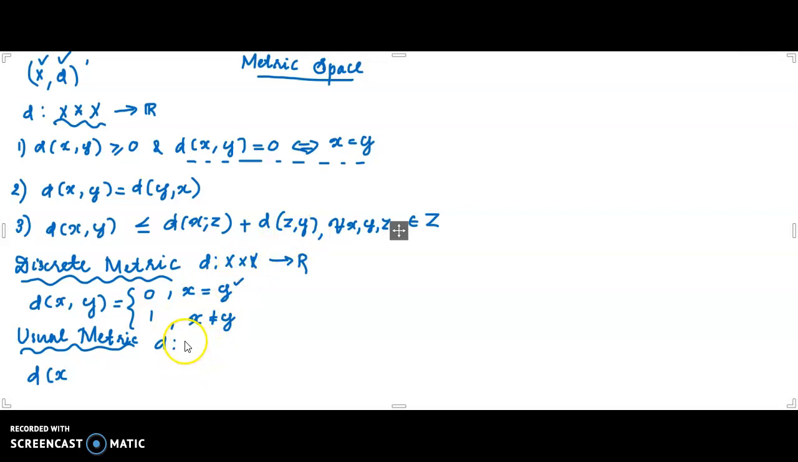Here we define d from R cross R to R, or we can write X equal to R, d from X cross X to R with X equal to R. Here d(x, y) equals the modulus of x minus y, our usual distance on the real line. Suppose that we have points x and y. If y is greater, we can write y minus x as the distance.